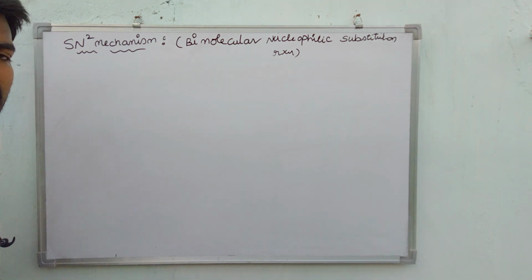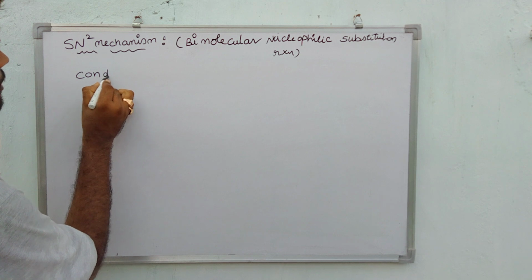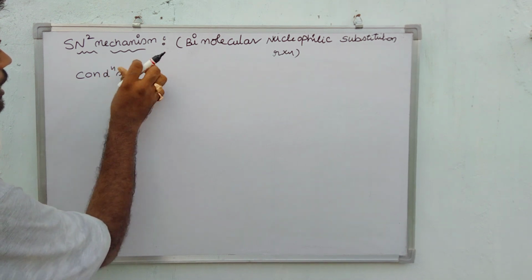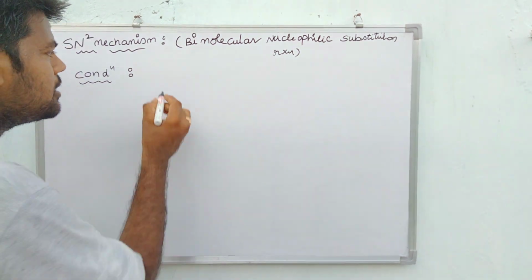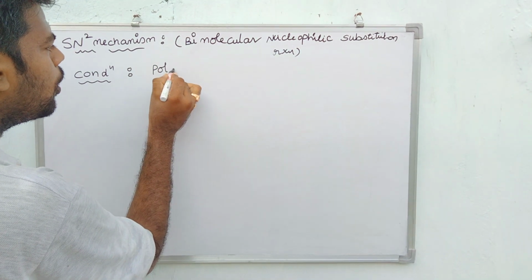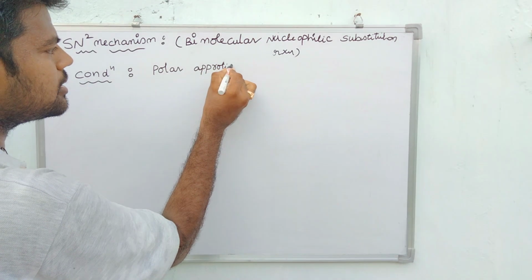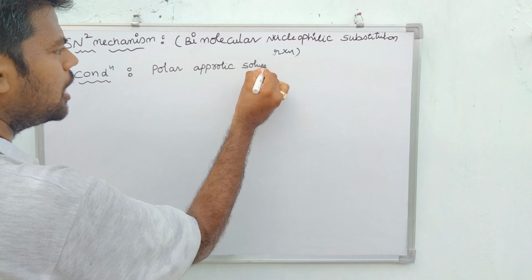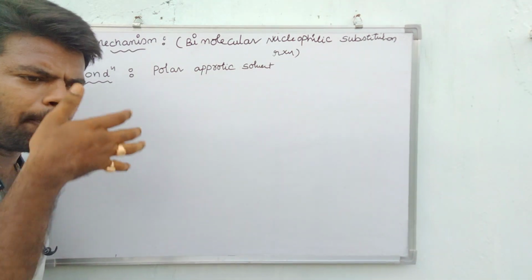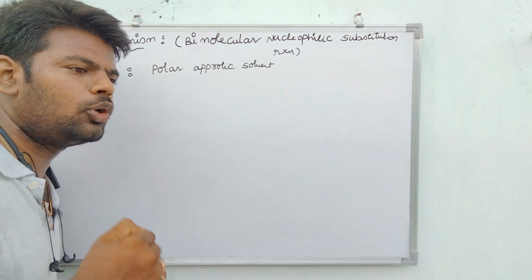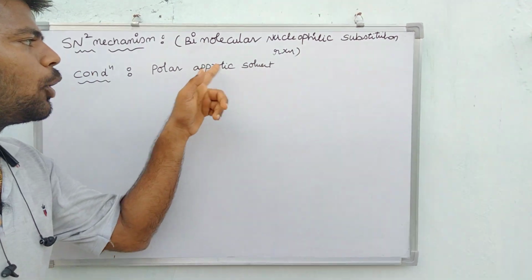Generally, if a compound is involved in the SN2 mechanism, one particular condition must be present. What is the condition? The SN2 mechanism takes place in the presence of a polar aprotic solvent. This is one of the important conditions. What is aprotic? Aprotic means the proton donating tendency is not there. Those particular solvents are said to be aprotic solvents.